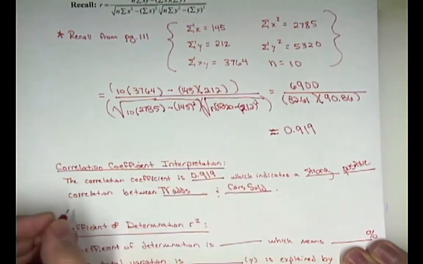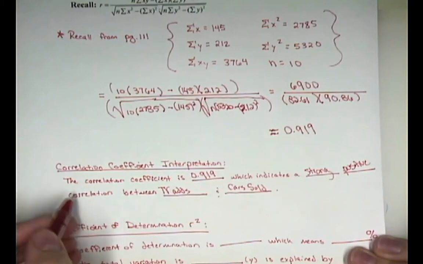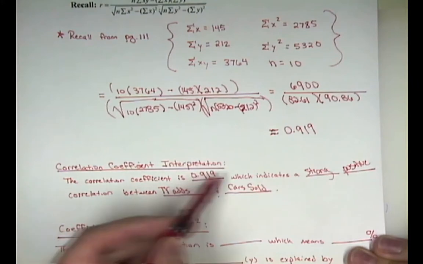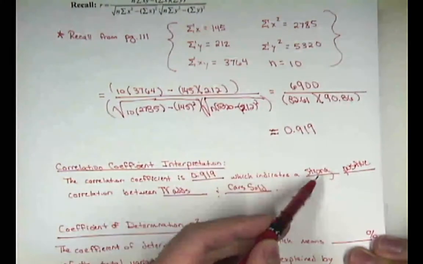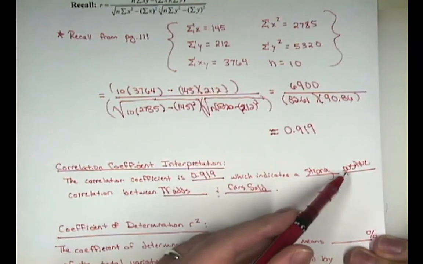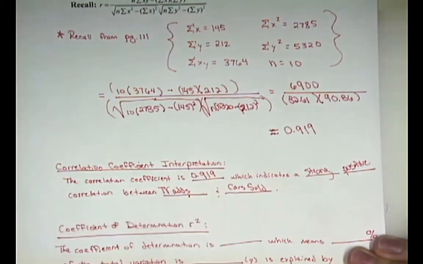Okay? So the interpretation, again, is the correlation coefficient is 0.919, which indicates a strong positive correlation between TV ads and cars sold. This is a very cookie-cutter type interpretation, so feel free to use it. The blank spaces are what can possibly change. This is r. This is where you're talking about the strength of r and what type of correlation, positive or negative, or no correlation. This is your x variable, and this is your y variable.